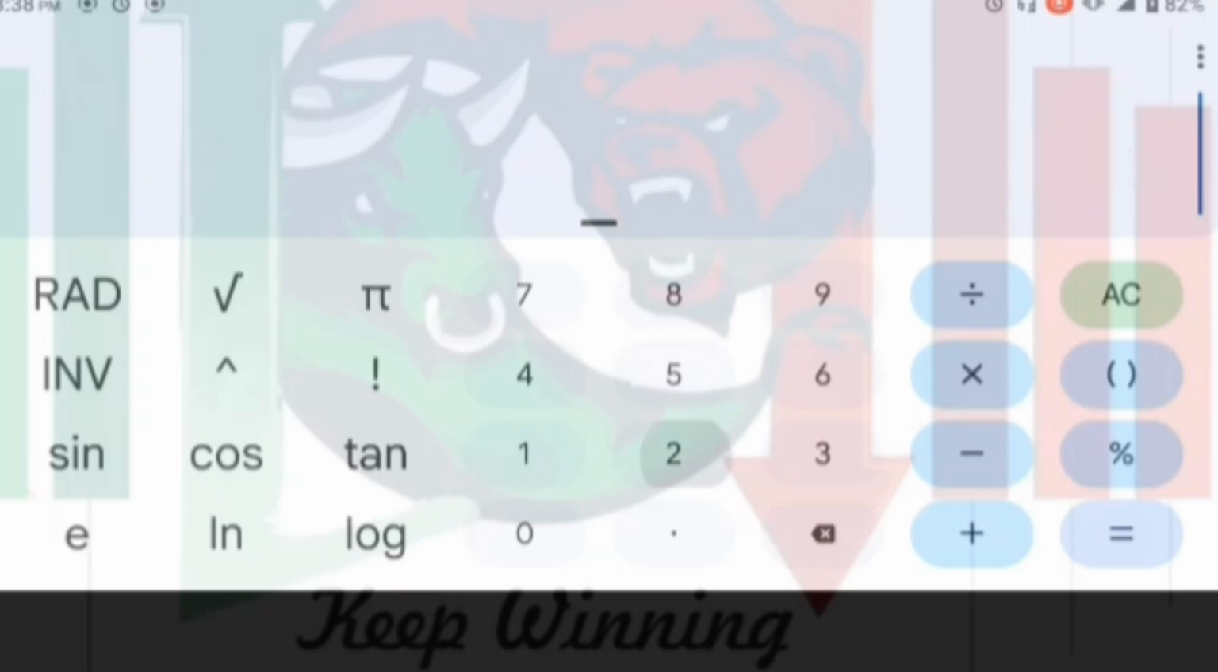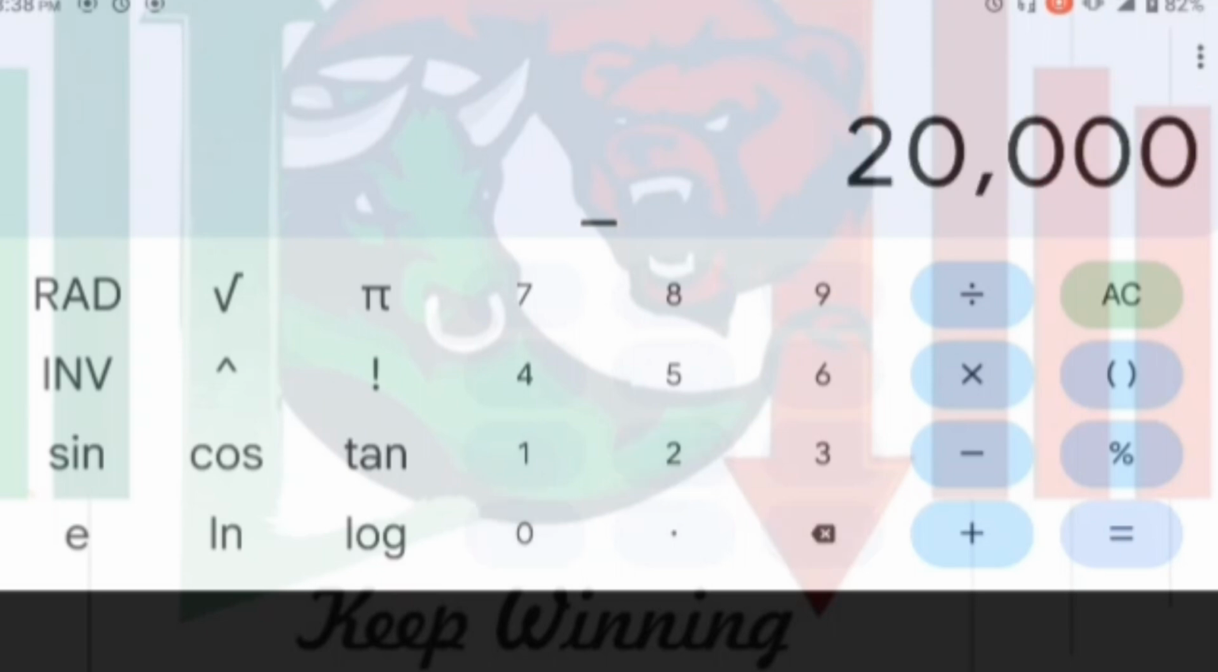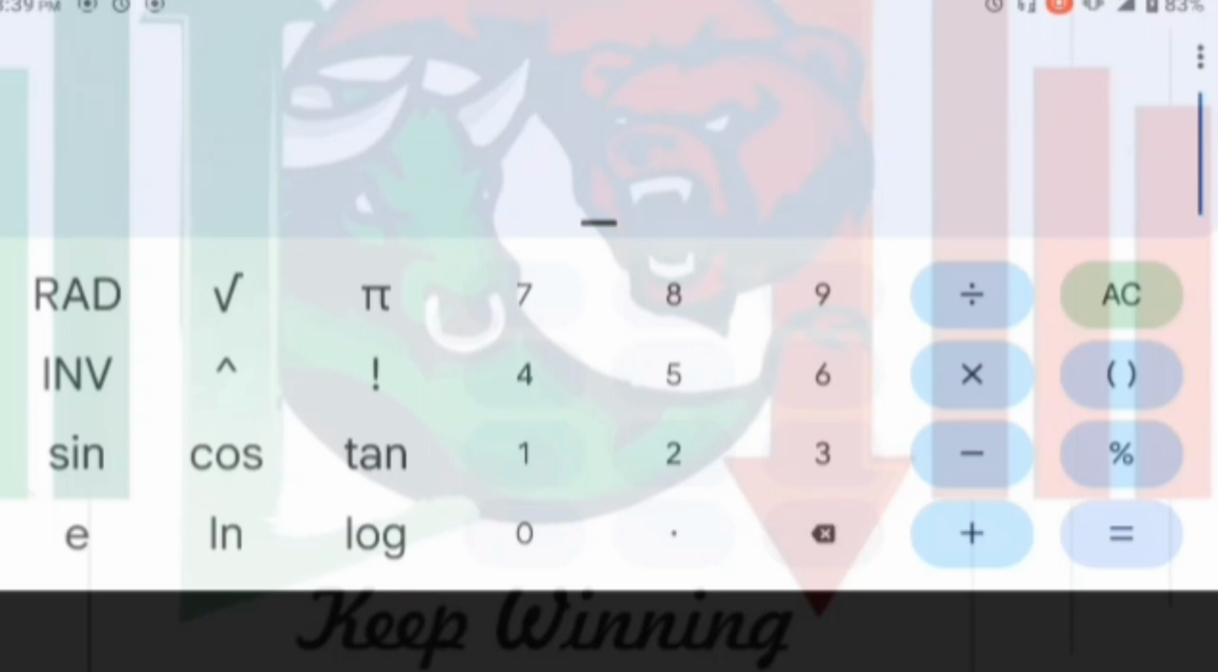Sorry guys, not 20,000. It's actually 2,000 US between you and your daily drawdown, which is your max daily drawdown. So your balance now is $97,000 US, right? Let me clear that. So you can use this method now, which is 2,000 divided by 5 trades.